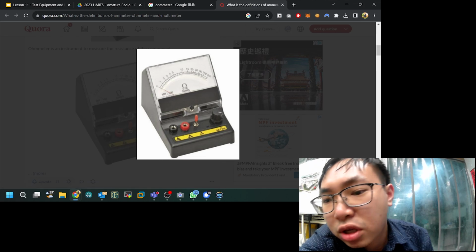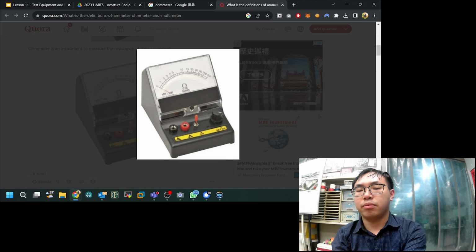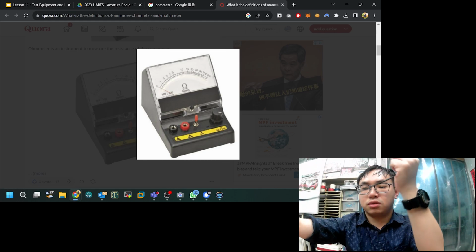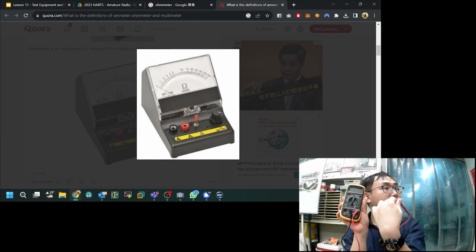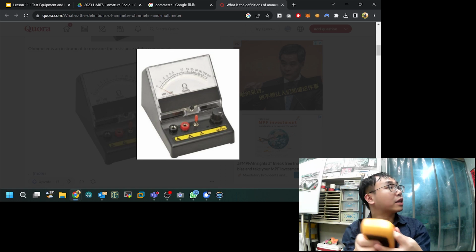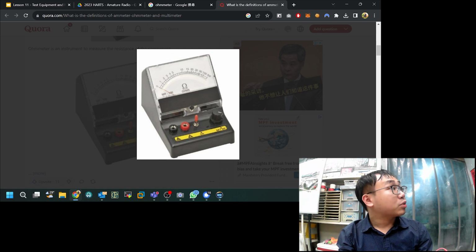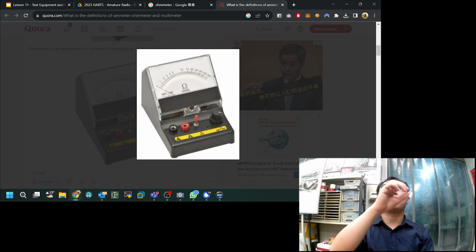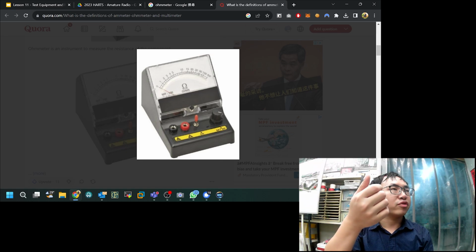Just a minute. You can just put the tips together so that it creates a short circuit. In the form of a short circuit, the reading should be 0, so you can turn the knob and set it to 0 before you do the measurement.